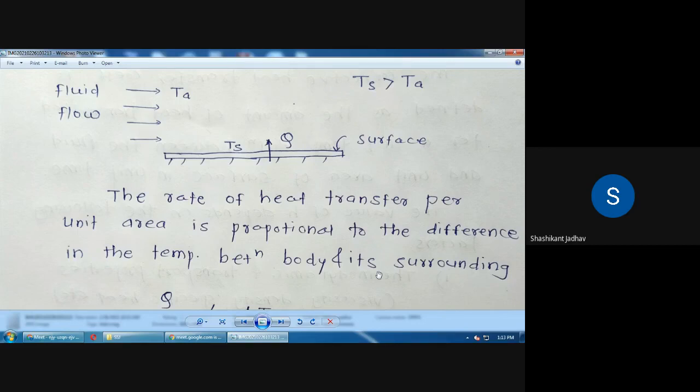So this rate of heat transfer per unit area is proportional to what? It is proportional to the difference in the temperature between body and its surrounding. In this case the temperature of the body is Ts and the temperature of the surrounding, whatever fluid is flowing at the surrounding of this plate, is Ta. So Ts minus Ta. The heat transfer rate per unit area is directly proportional to the temperature difference. In this condition, what is the temperature difference? Ts minus Ta.